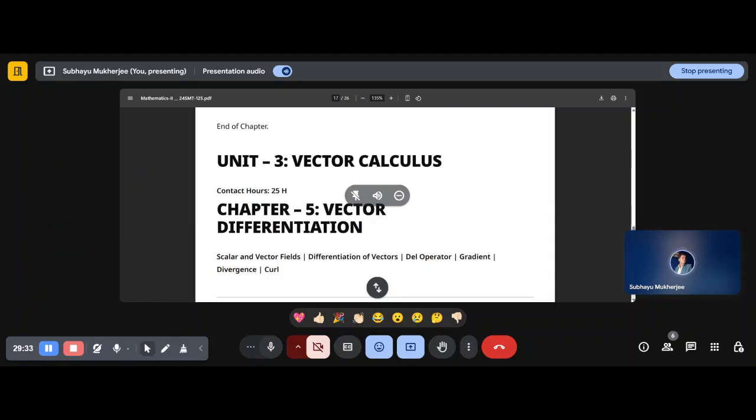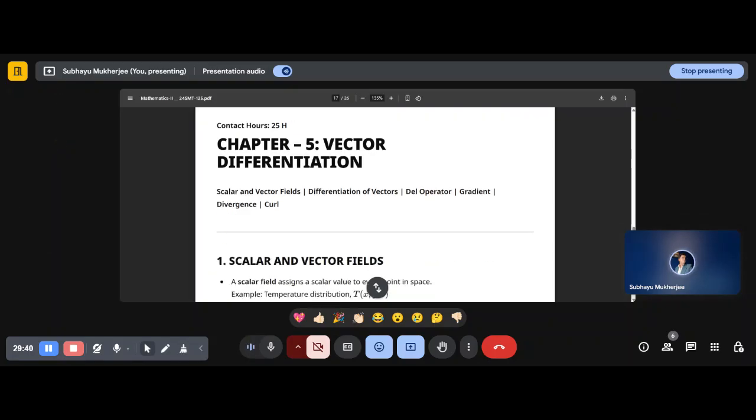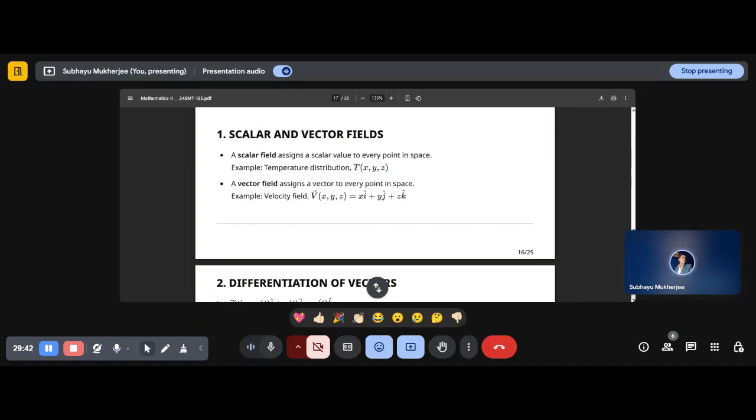Thank you Vardhan. Okay, so we'll move on to unit 3, that is vector calculus. What is vector differentiation? Differentiation was the whole main point of unit 1. So what are scalar and vector fields? Scalar fields assign a scalar value to every point in space, and vector fields assign a vector to every point in space.